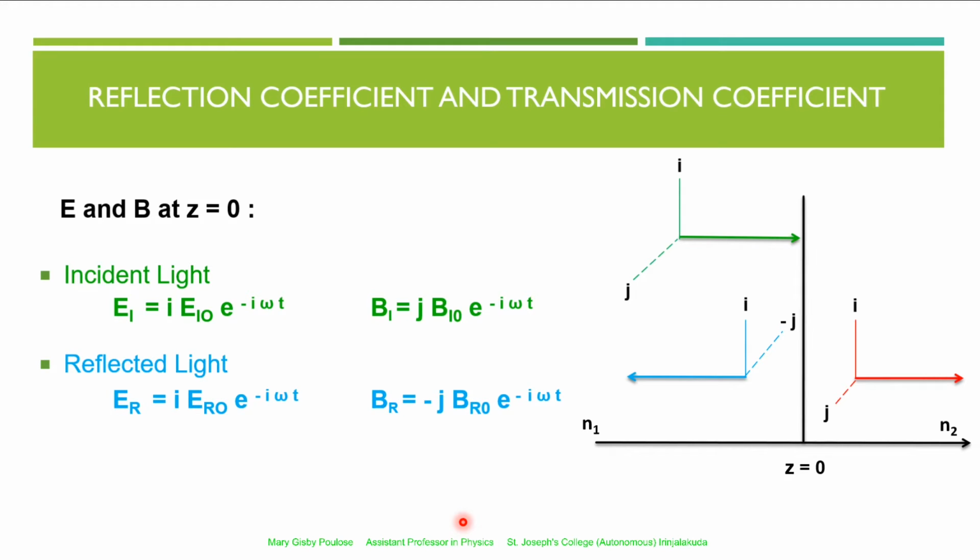The reflected light is represented as: electric vector E_R = i E_R0 e^(-iωt), and magnetic vector B_R = -j B_R0 e^(-iωt). In the transmitted light, the electric vector is represented as E_T = i E_T0 e^(-iωt), and B_T = j B_T0 e^(-iωt).